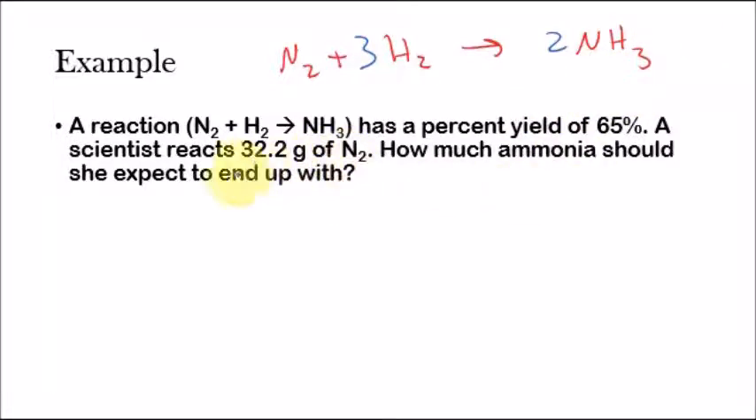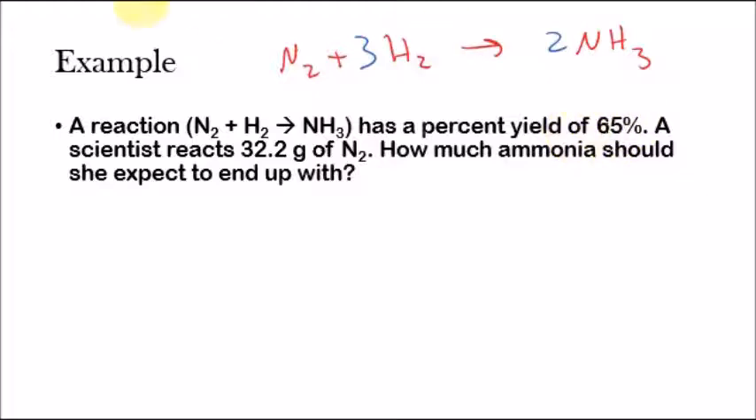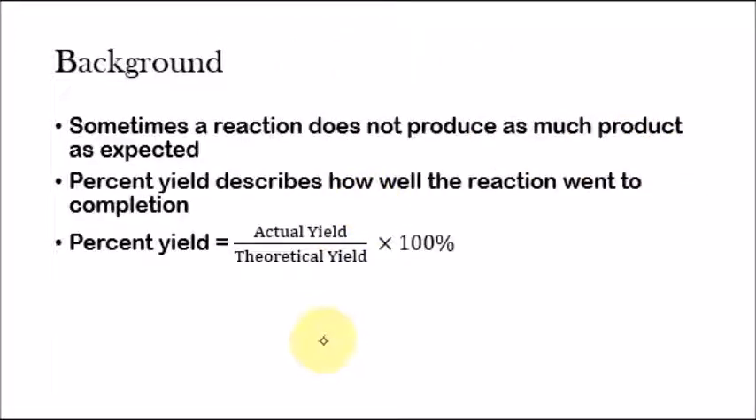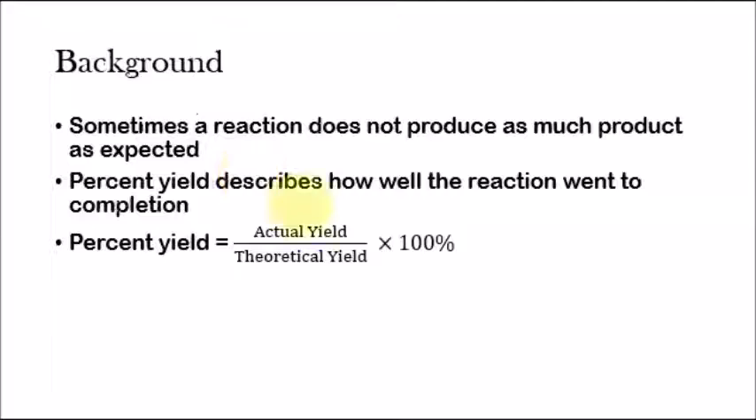the question tells us that 32.2 grams of N2 is reacted. It says how much ammonia should she expect to end up with. So if you look at the formula here again, we have the percent yield, which is 65%. We can calculate the theoretical yield given this information, because we know that 32.2 grams of nitrogen reacts. So using stoichiometry, we can calculate the theoretical yield. And then since we have the percent yield and the theoretical yield, we can use algebra to solve for the actual yield. Okay? So first step is to calculate the theoretical yield.